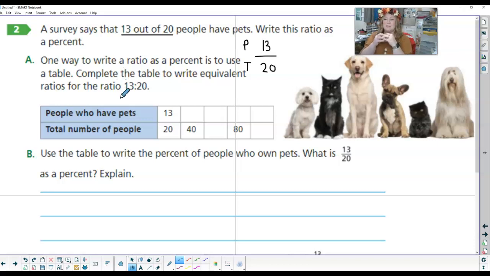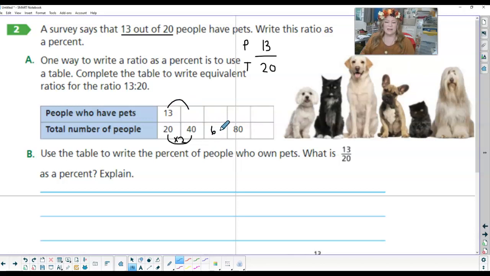These are all the same thing. We can use the same strategies. So complete the table to write equivalent ratios for 13 to 20. So 13 people have pets. They asked 20 people. So I can ask myself, how do I get from 20 to 40? Well, I times by 2, so I need to do the same thing here.